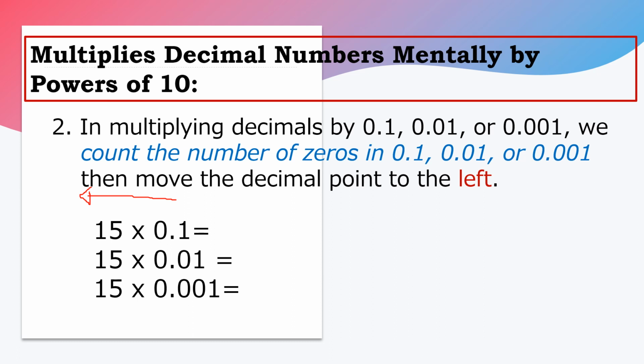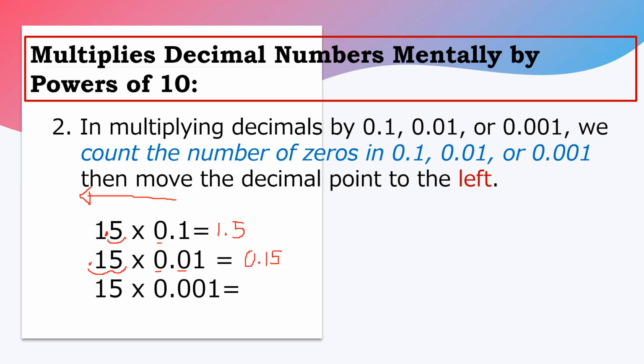So, for example, we have 15 times 1/10. Ilan ba ang 0 sa 1/10? Isa. Ibig sabihin, mag-move ako ng isang beses lang din papunta sa kaliwa. So, 1 tuldok. Ibig sabihin, ang aking sagot ay 1.5. Parang coke lang, 1.5. Okay. Next example, 15 times 100s. Ilan ang 0 sa 100s? Dalawa. 1, 2. Ibig sabihin, sa 15, mag-move ako ng dalawang beses. So, 1, 2, tuldok. Ibig sabihin, ang sagot ko ay 0.15. At dahil nasa una ng aking decimal point, kailangan kong maglagay ng 0 sa unahan ng decimal point.